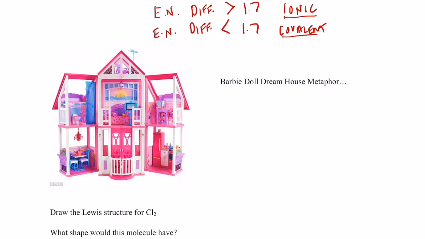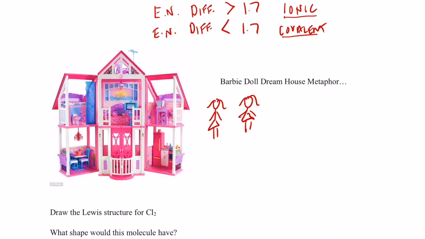So let me try to illustrate that with a silly little metaphor. Let's pretend that for Christmas one year, two sisters ask for a Barbie doll dream house, and they're twin sisters. They want the same thing. Well, Santa Claus is probably not going to get a Barbie doll dream house for each of those sisters. What he's probably going to do is ask those sisters to share one Barbie doll dream house. You might be able to imagine that happening.